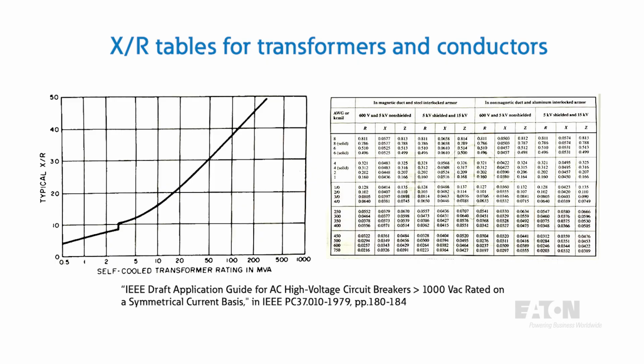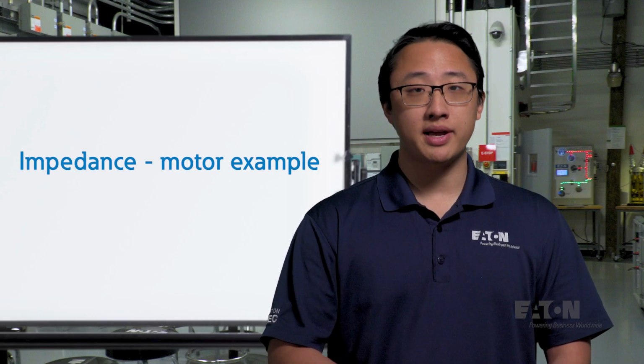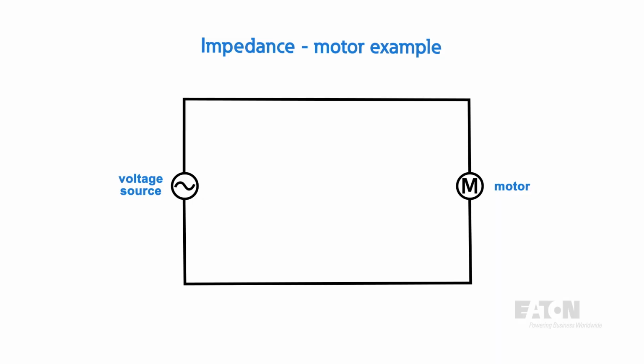There are a lot of resources like these tables that define typical X/R ratios for different pieces of equipment and wires, and they can help develop better power system models. Imagine we want to power a motor. A really simple schematic would look like this. We need a voltage source for power, plus a load that'll draw current.